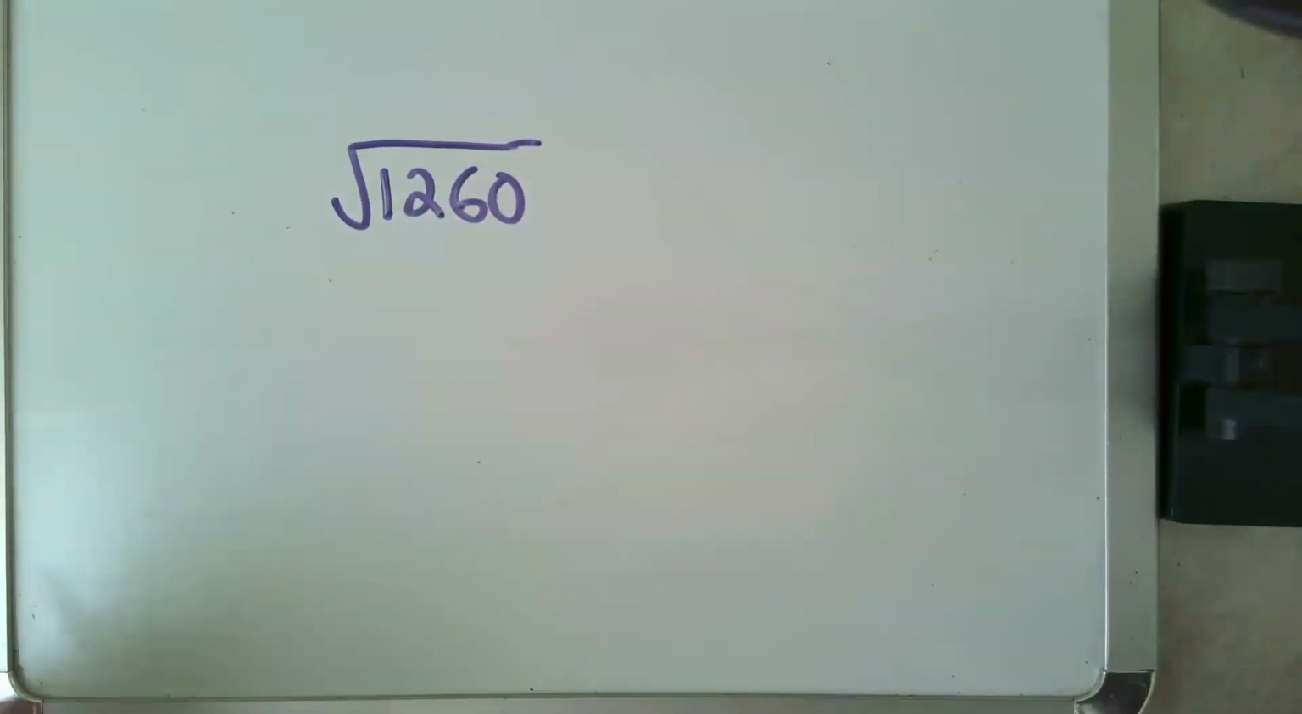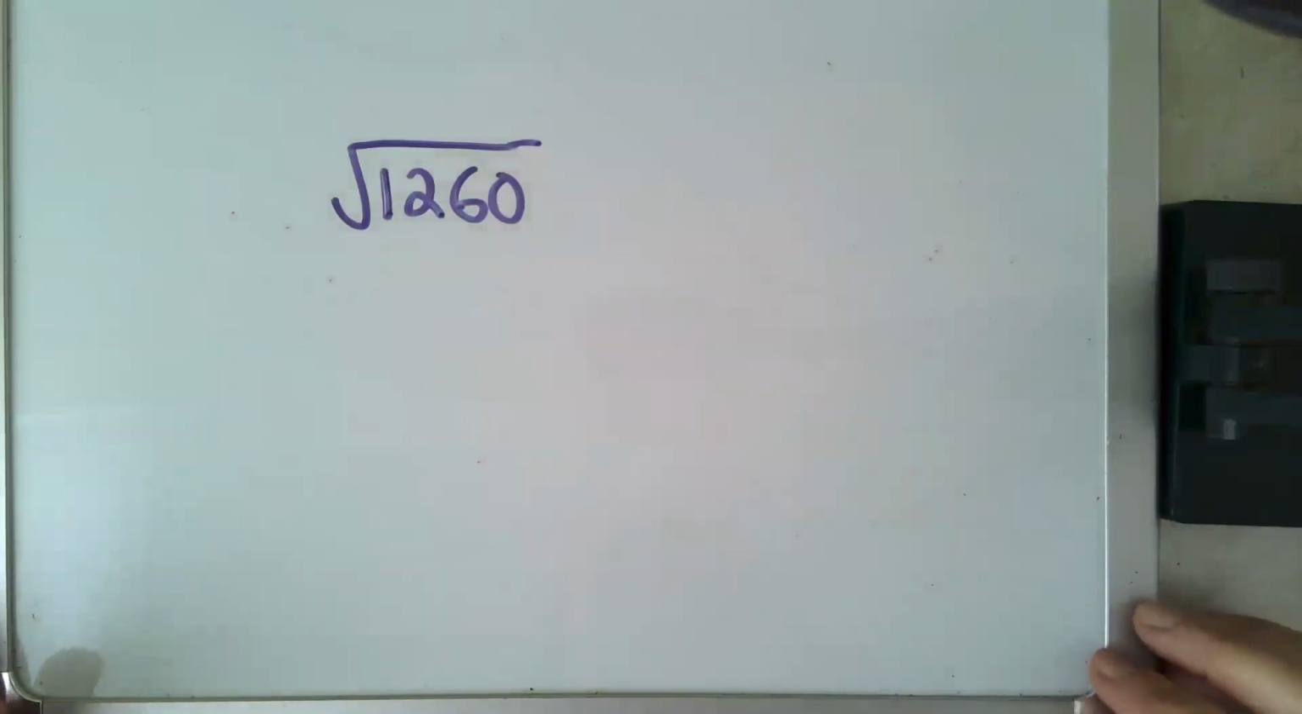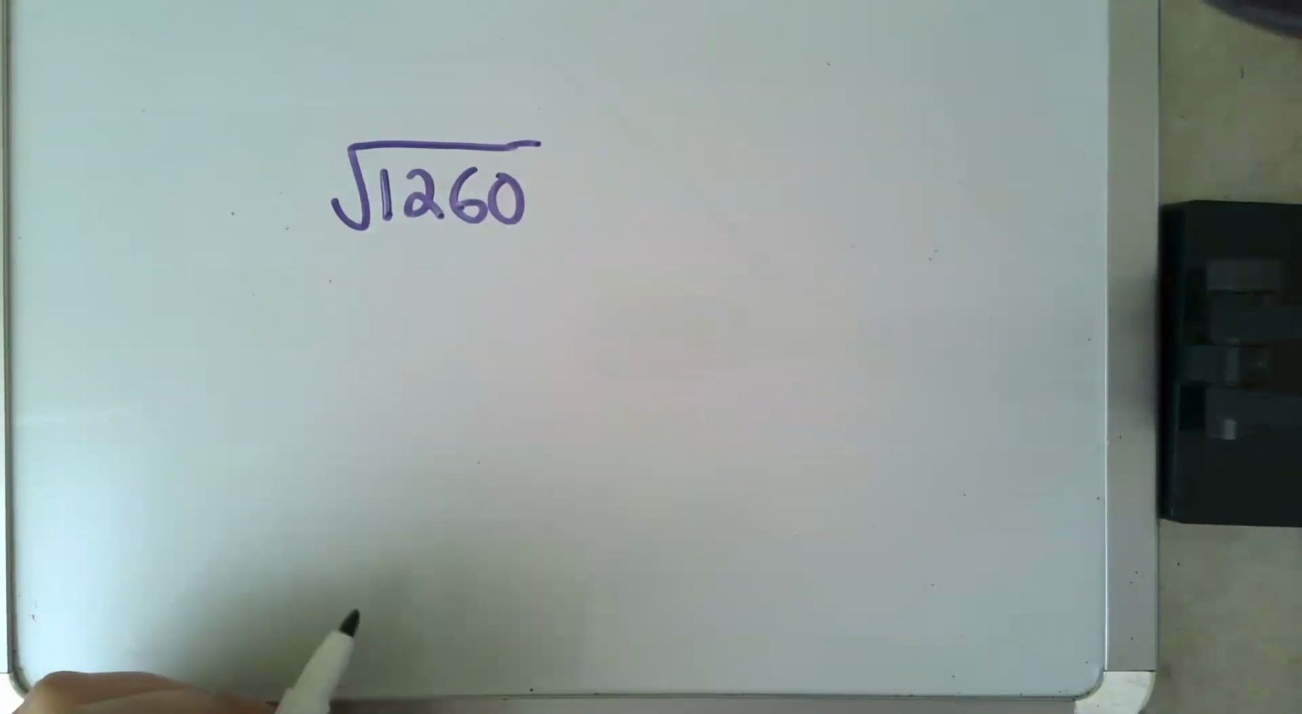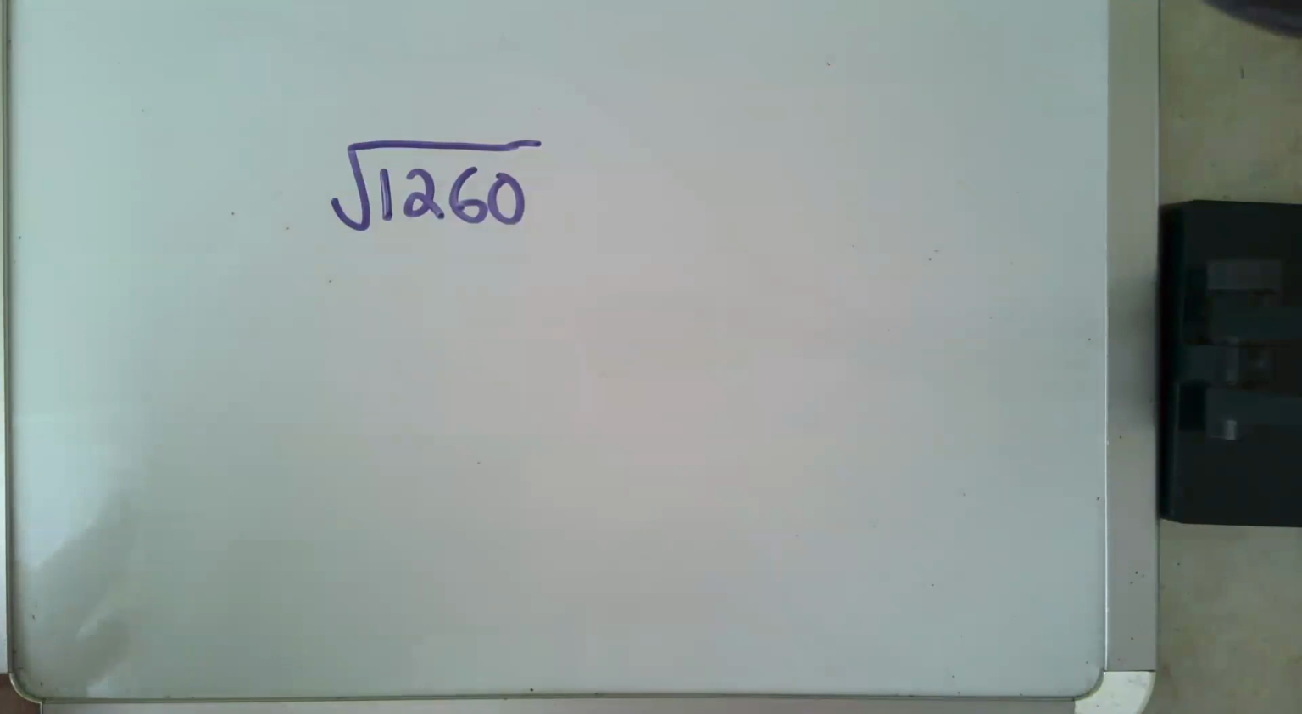So let's say in the middle of your problem, you find the square root of 1260. And you're like, what do I do with it? Okay, so here's how to simplify a radical. The first thing you have to do is factor this number. You have to break it down to its component parts. There are any number of ways to do this.